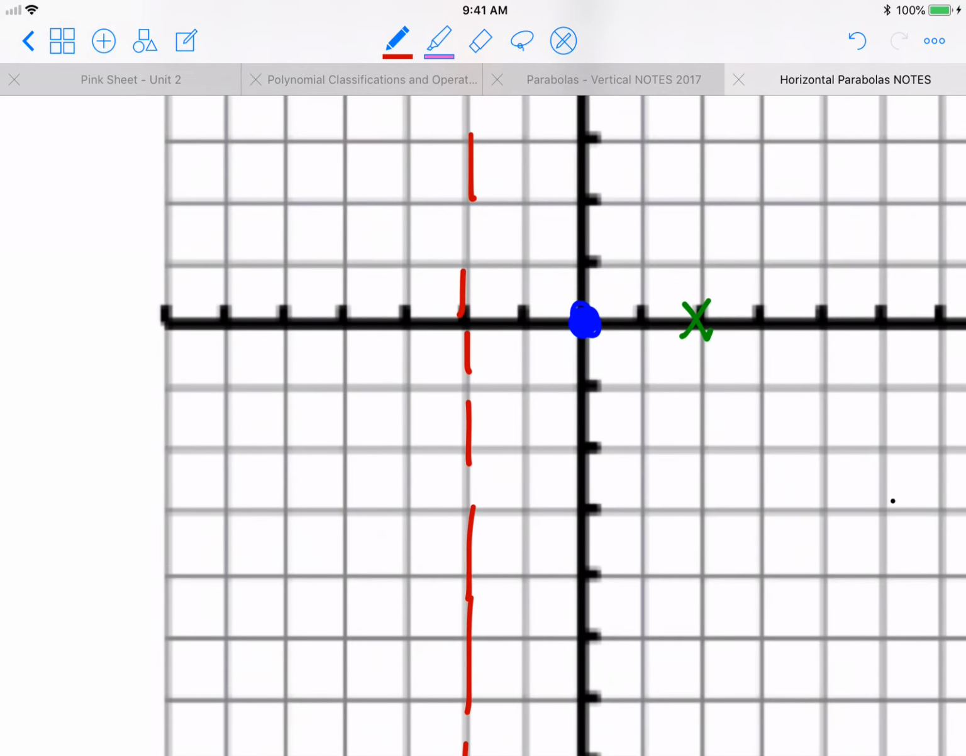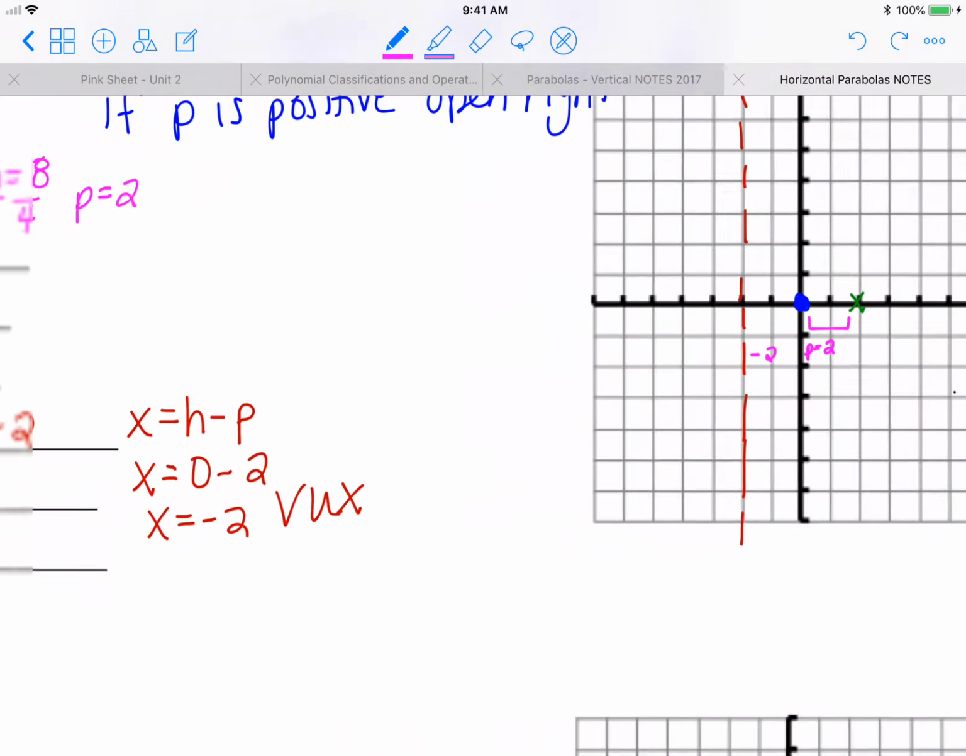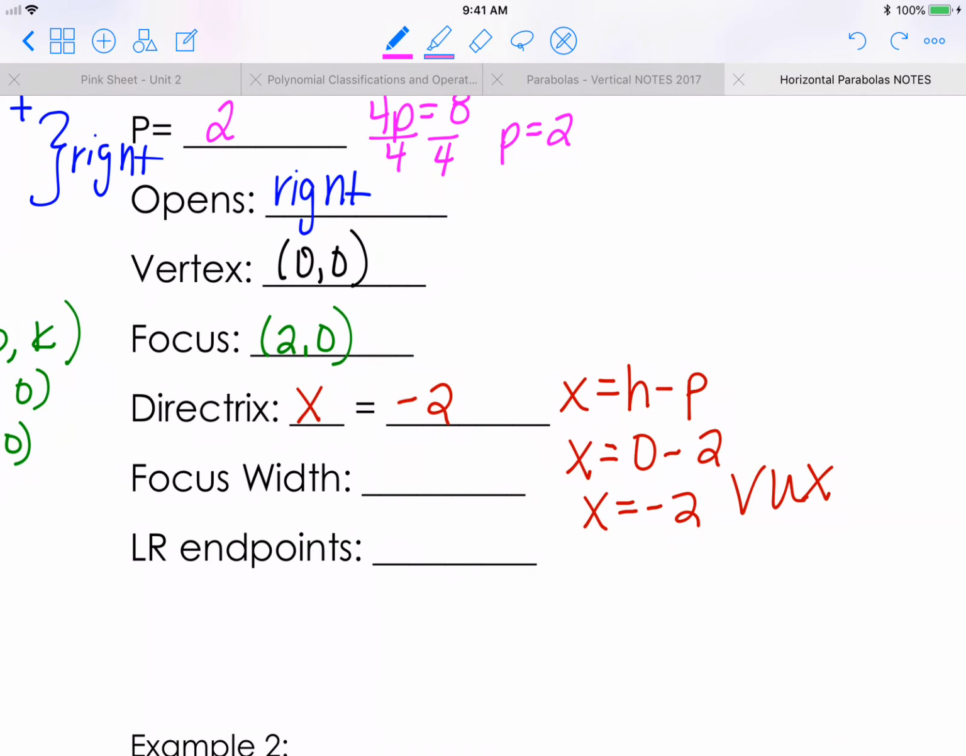So, and notice here, notice this is 2 from your vertex, so that's your p. Remember your p is 2. And this is the opposite. This is going negative 2. So you can always do it like that. Just count right 2 for your focus because it's a positive p, and then go backwards to get your directrix, negative 2.